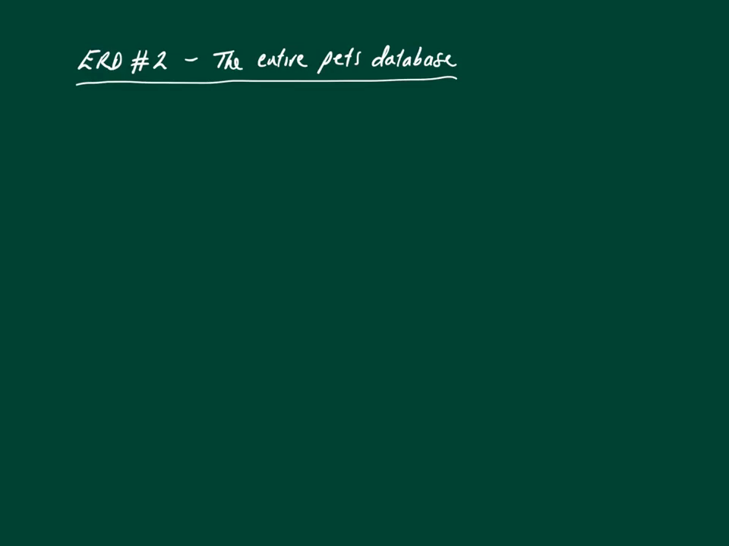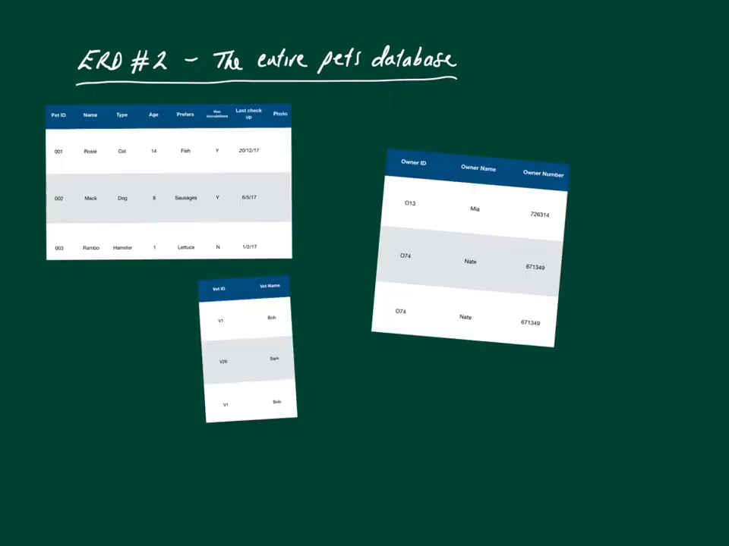So in this example, I'm going to show you the entire pets database, and from that we're going to work out the links between the different tables, and then we'll draw the entity relationship diagram with its cardinality. So of course the first thing we have to do is establish the primary keys for each of these tables. So we've got pet ID for the pet table, owner ID for the owner table, and vet ID for the vet table.